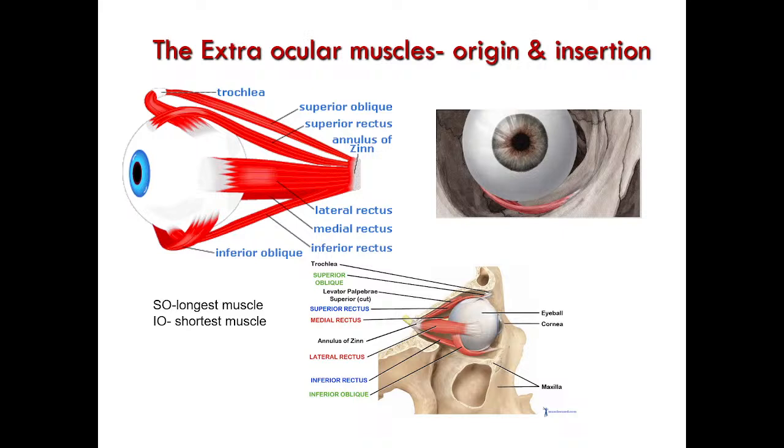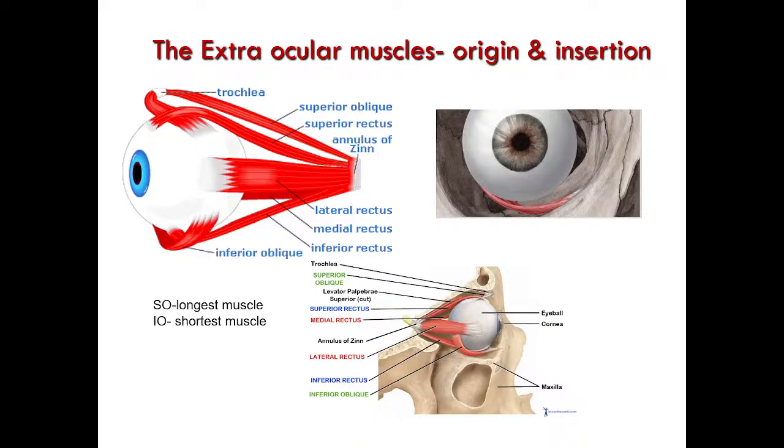Anyone? Yes? It takes origin from the sphenoid bone, just above the annulus of Zinn, from the lesser wing of the sphenoid. Okay? From here it goes straight. There is a trochlea near the medial wall. From there it turns backwards and is inserted behind the equator in an oblique manner. This is very important. Why is it important? Because it determines the action of the muscle. How it is inserted, from where it takes origin, what is the course of the muscle. So, action will depend on the course of the muscle.